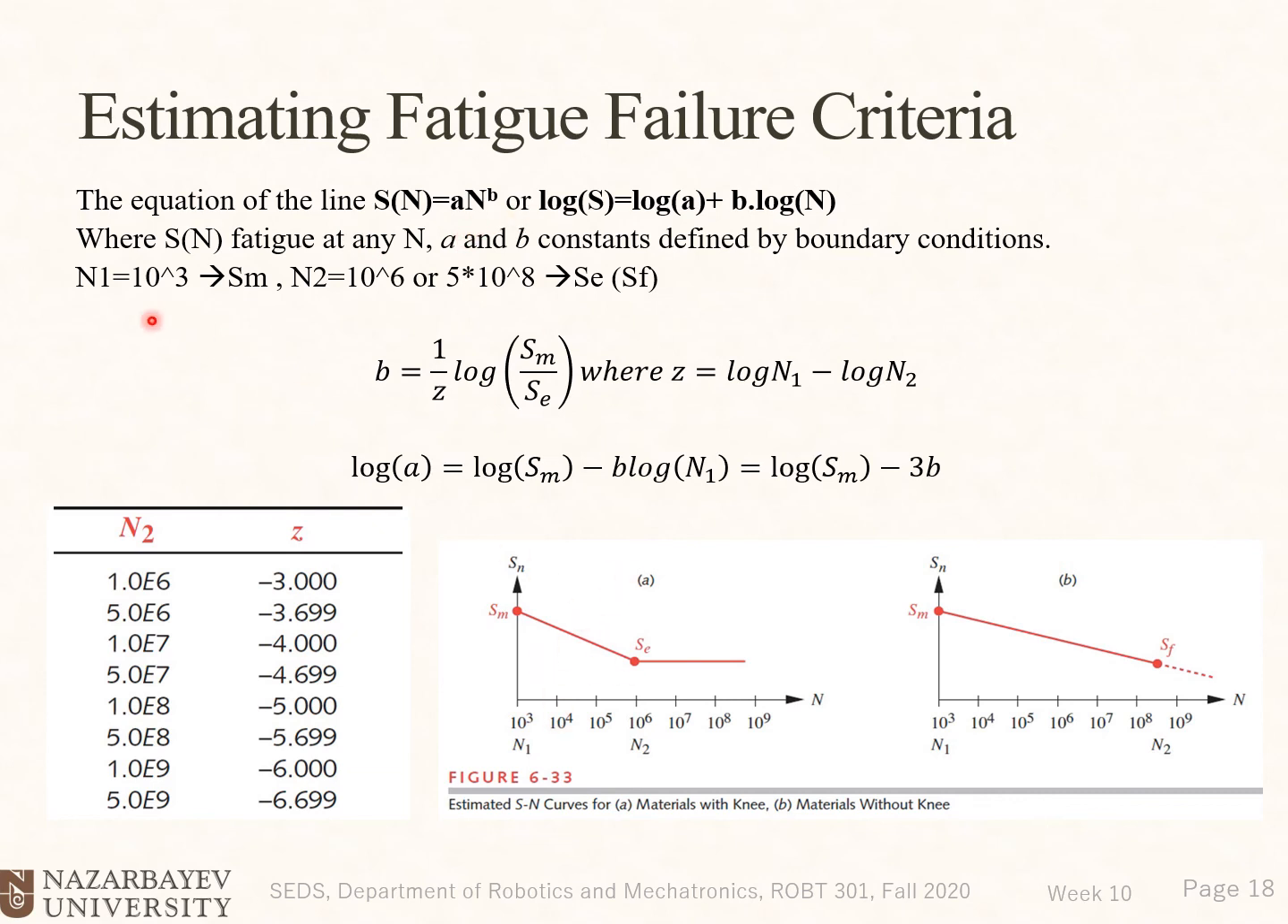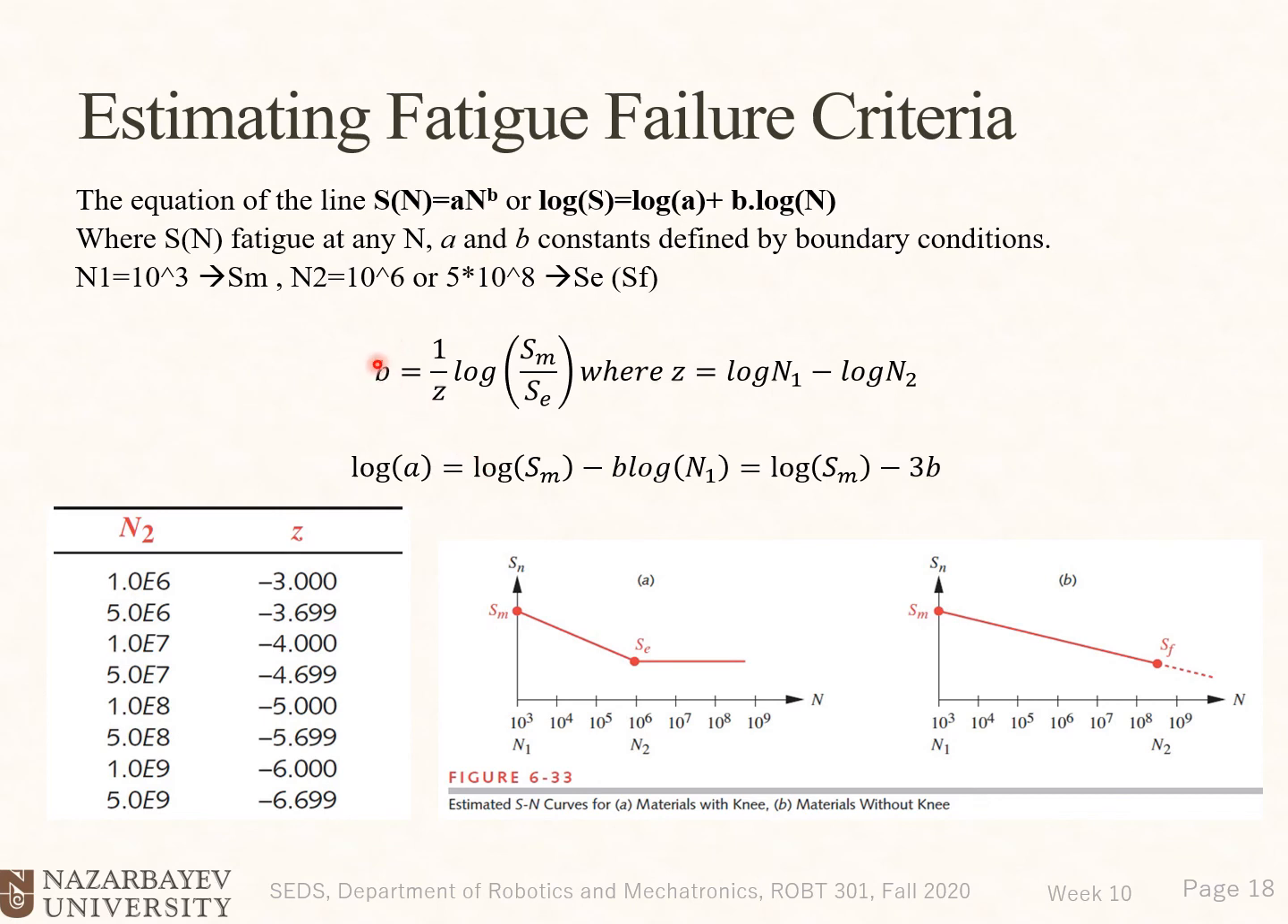of the line. So one point is N1, when the number of cycles is 1000 and we have a fatigue strength of Sm. The second point is N2, which is either 1 million cycles for those which have a knee, or 500 million cycles for, let's say, aluminium, and at that point we have Se or Sf. So we have 2 points. We could plug them into this equation: 2 unknowns, 2 equations, and we could find A and B.